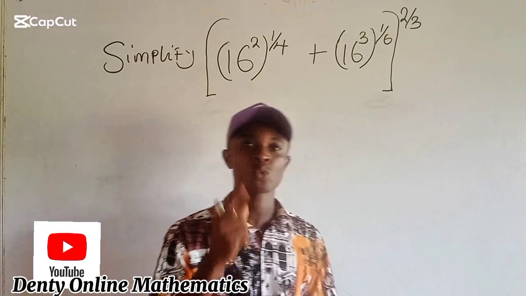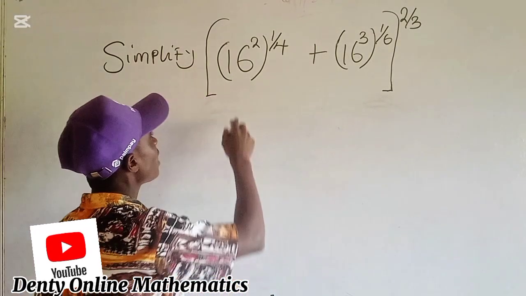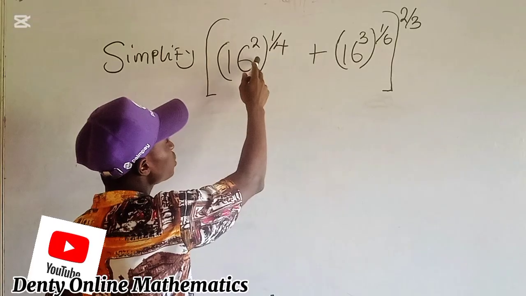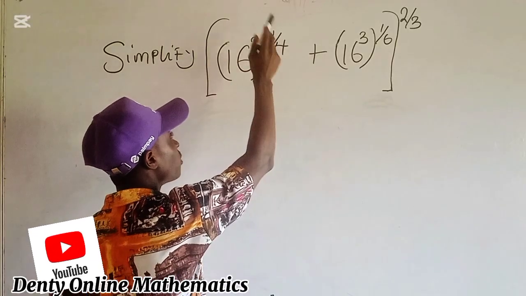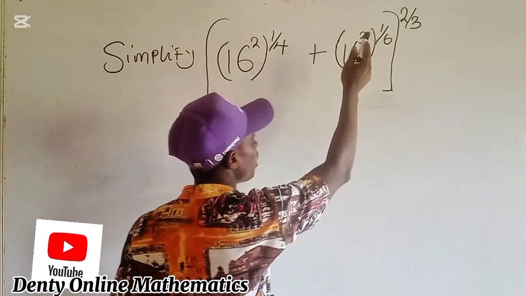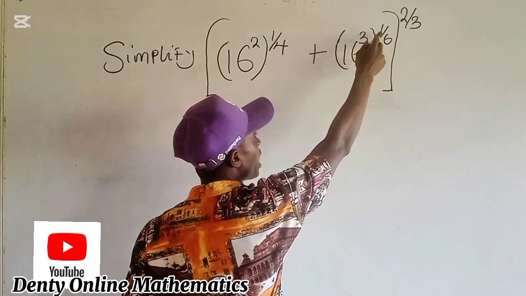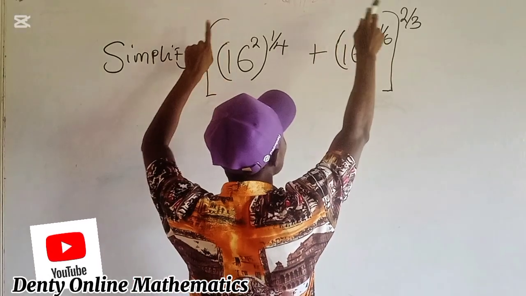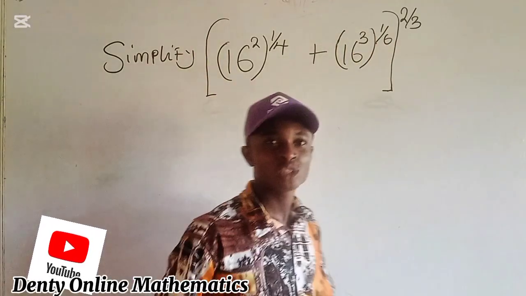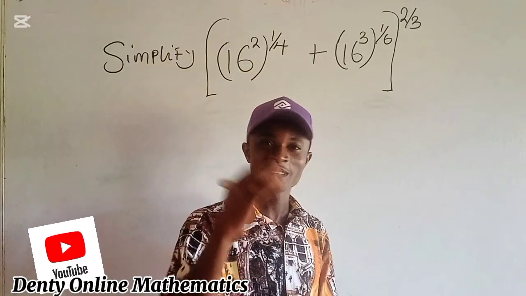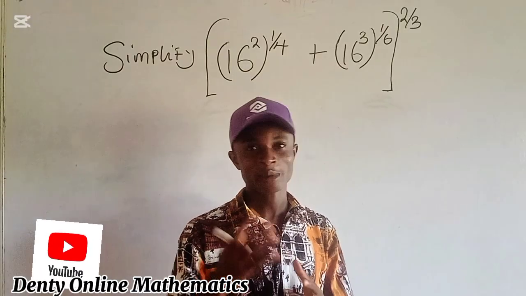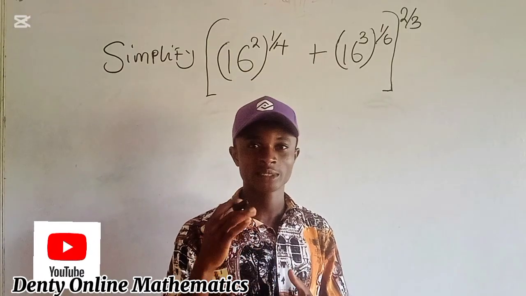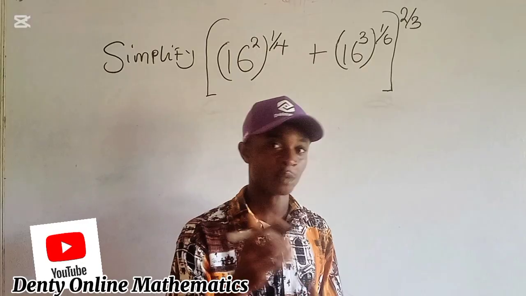Now let's look at what we have here. We have 16 raised to the power of 2, all raised to the power of 1 over 4, plus 16 raised to the power of 3, all raised to the power of 1 over 6, and all of this is raised to the power of 2 over 3. Can you simplify this? It might look hard or somehow trickish, but it's very simple.